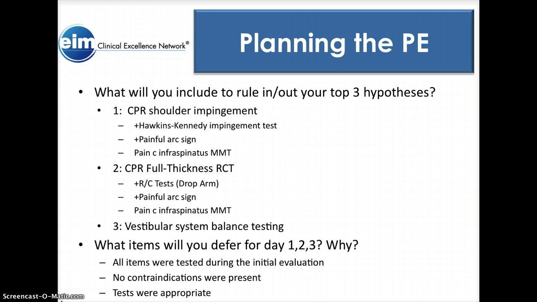So planning the physical exam, I really wanted to focus on the shoulder impingement primary hypothesis, and so the CPR special tests were going to be included, and then the CPR for full thickness rotator cuff was also considered. And then as far as the P2, vestibular system and imbalance testing was something that I wanted to focus on. There were really no contraindications for any of these tests, and all tests were appropriate for the initial evaluation day.